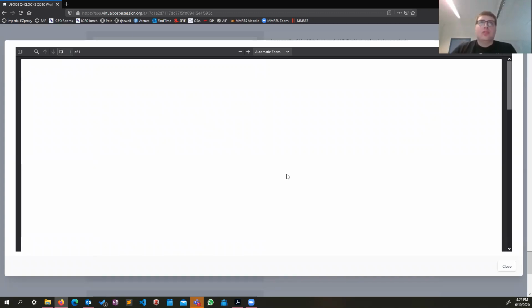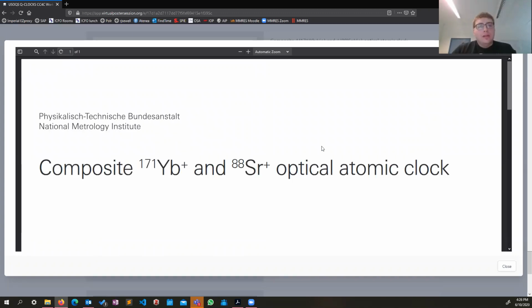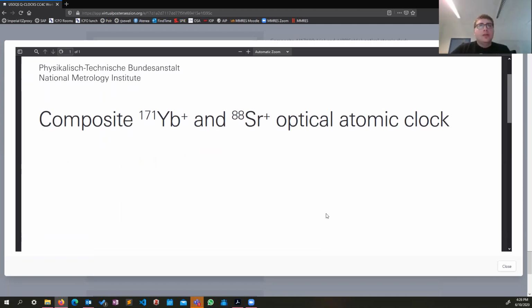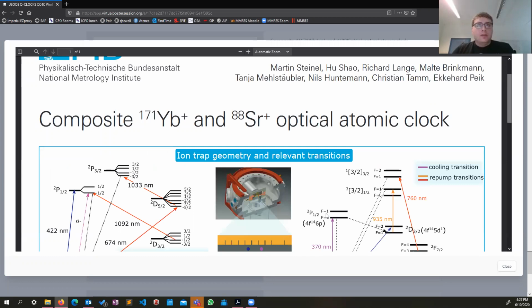I'm from Brunswick, Germany, and a PhD student in the ion atomic clock group there. And this is also what the poster is about. 171 ytterbium atomic clock, but also uses another well-known clock ion, 88 strontium, in a composite setup. The idea is that we use the strontium for several tasks, such as sympathetic cooling, measurement of black body radiation, and the light shift during the clock operation itself. And so the poster goes into why strontium is such a good ion to use for that purpose.